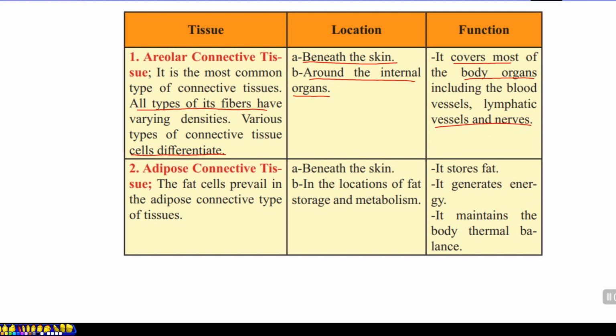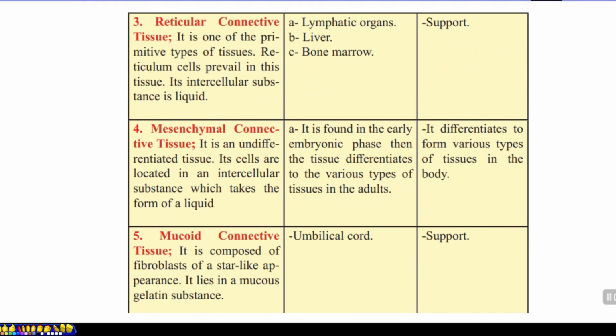Adipose connective tissue, we remember adipose cells. The fat cells are found in this type of tissue, located beneath the skin. So as fat increases in the body, the thickness of the skin increases. In the locations of fat storage, any part of the body that stores fat, there is adipose connective tissue where fat metabolism takes place. The functions are the same as adipose cells, like storing fat, generating energy, and maintaining thermal balance. The difference is that a cell is only one, but the tissue is a group of adipose cells.